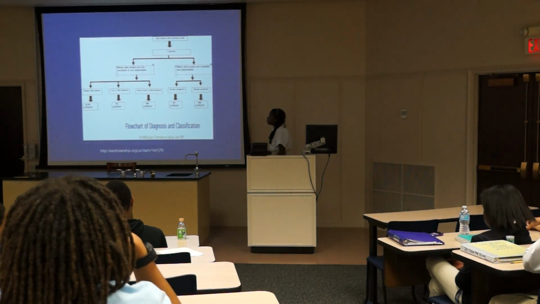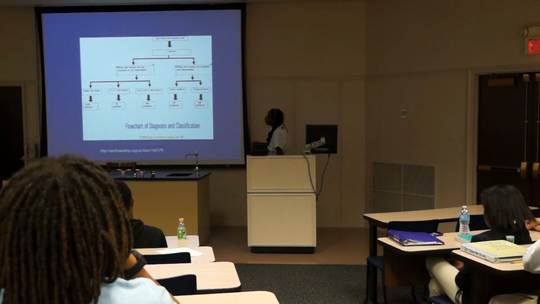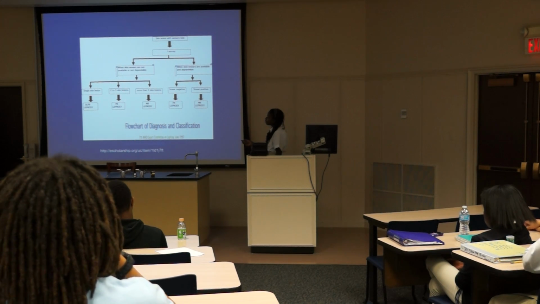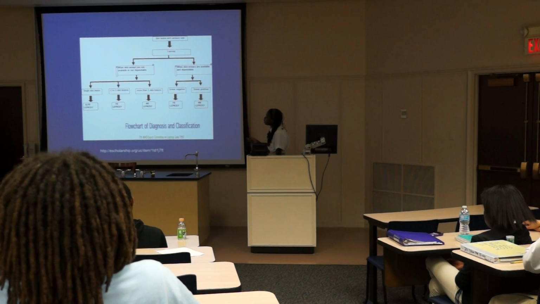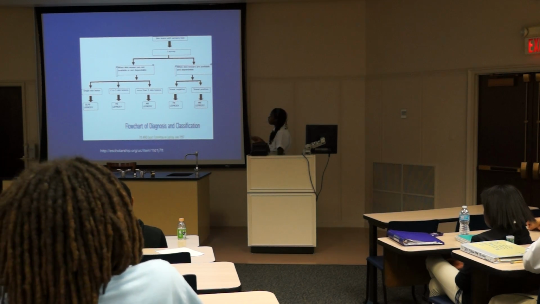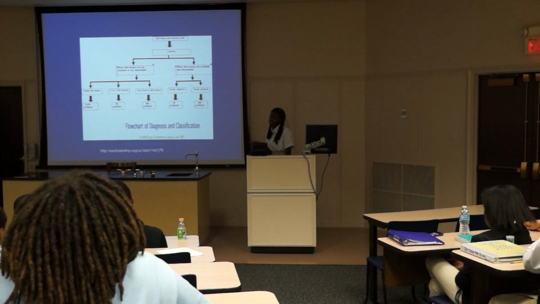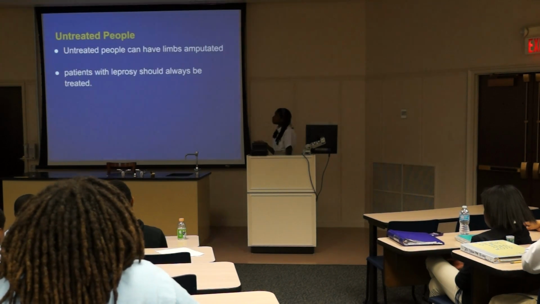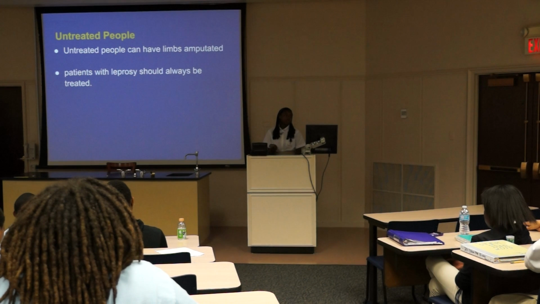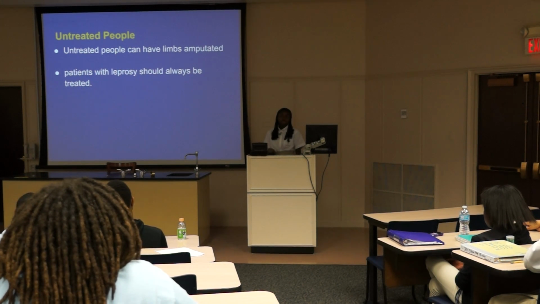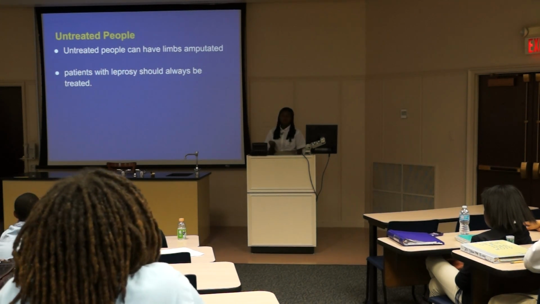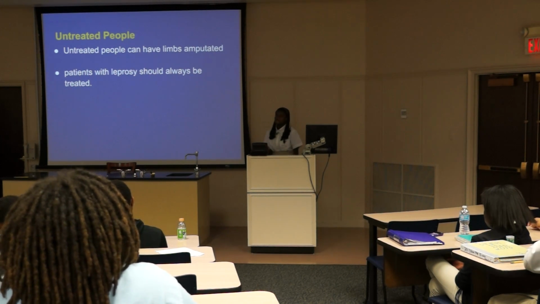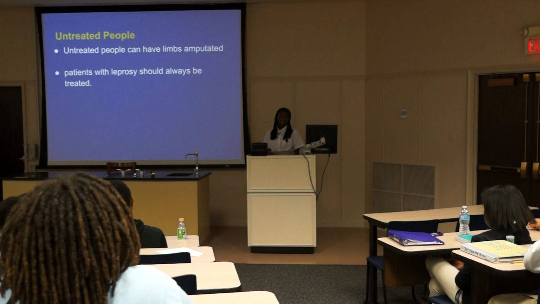And this is just a chart of what I said before. It's just about the single lesions and 2 to 5 lesions and more than 5 lesions, and about the smear negative and smear positive for endocrine when they test it for skin lesions. And for untreated people, they can have their limbs amputated, and patients with leprosy should always be treated because the drugs given to them are free.